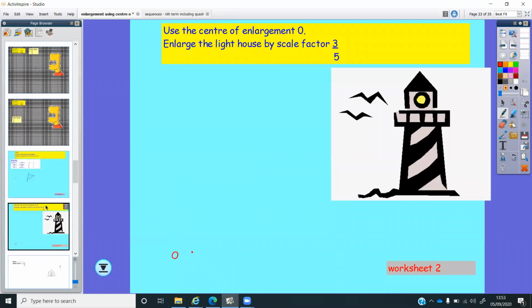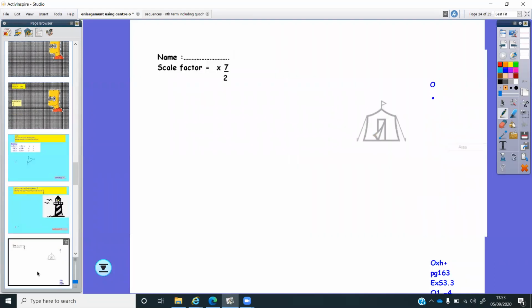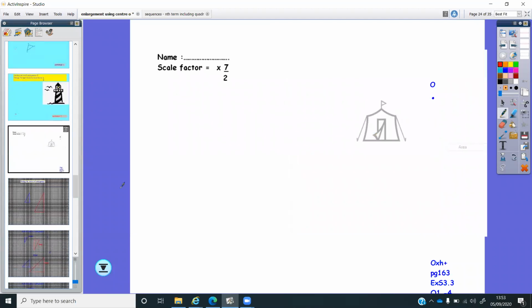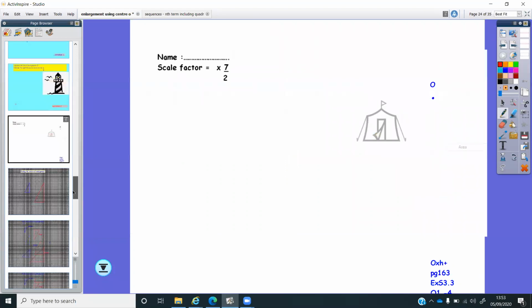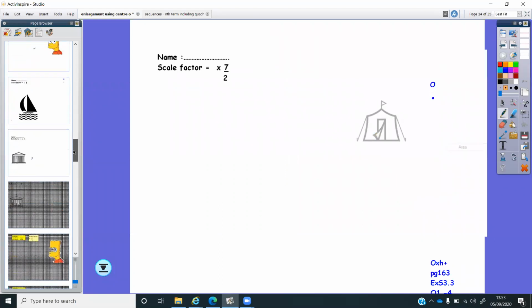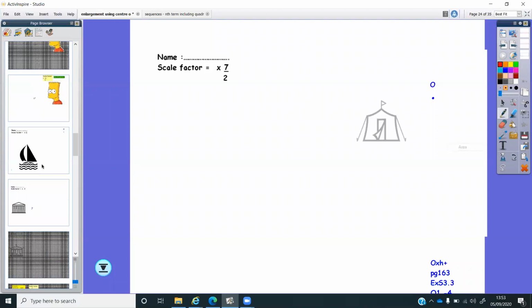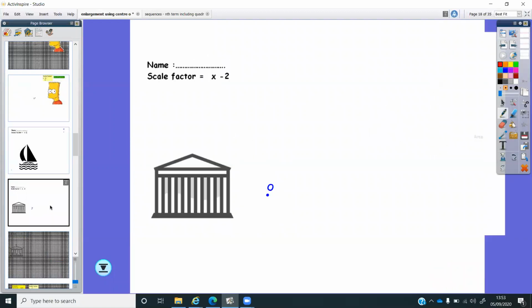And what have we got here? 3/5. I think I have one with a negative scale factor. That's 7/2. These ones I chose because the points are reasonably straightforward. But you can change the scale factor to whatever you want, move that around, and print it out. You can call them one red, one amber, one green. Here's a negative one that I did before. One red, one amber, one green, and the students can select which one they think is most appropriate for them.